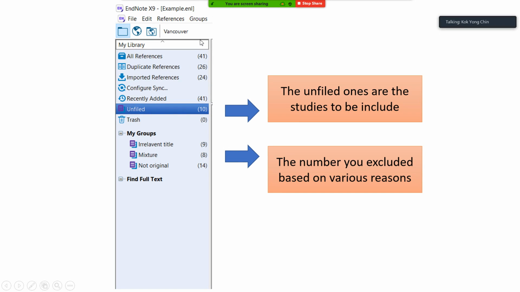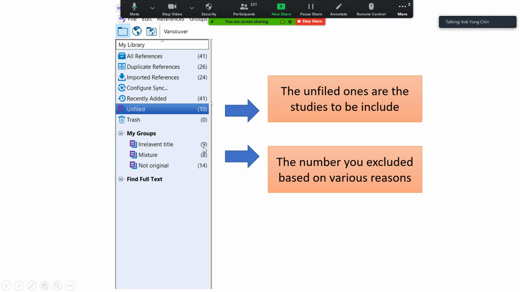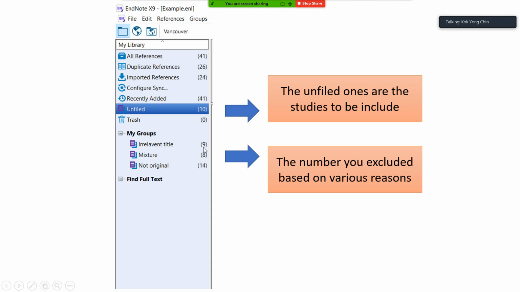In the end, I skip the view of the references. In the end, you have the number, the reason, okay? The number and the reason for exclusion appearing here. Maybe 9 is irrelevant title, 8 using mixture, which I don't want, and 14 are not original research article. And you can record this down in your Prisma flowchart.